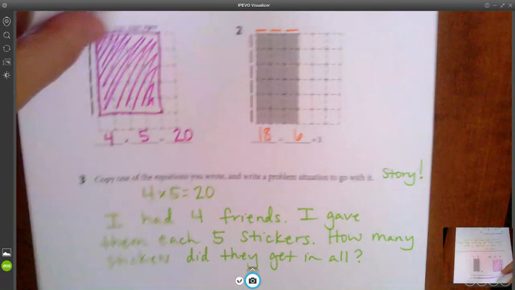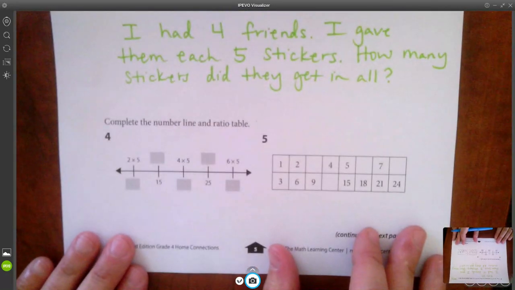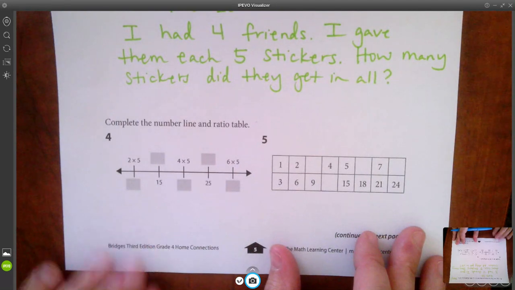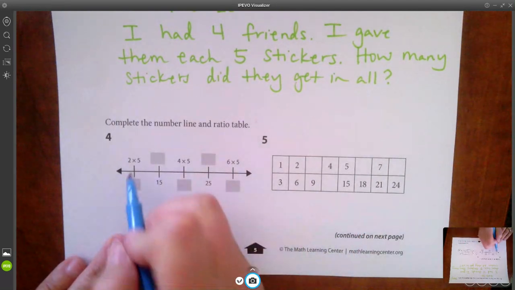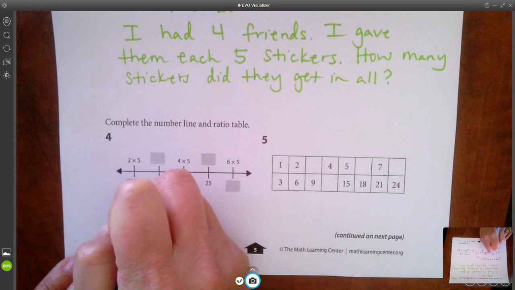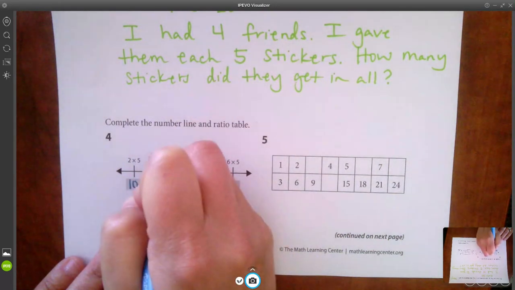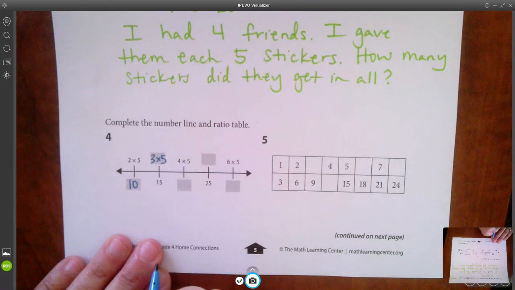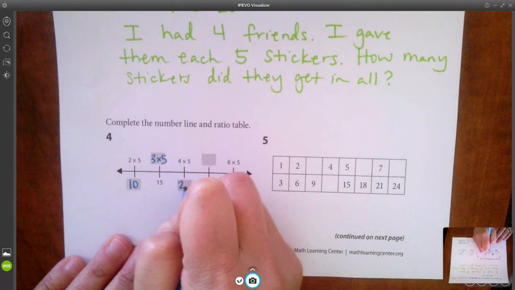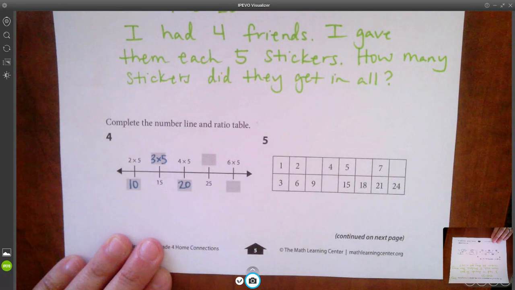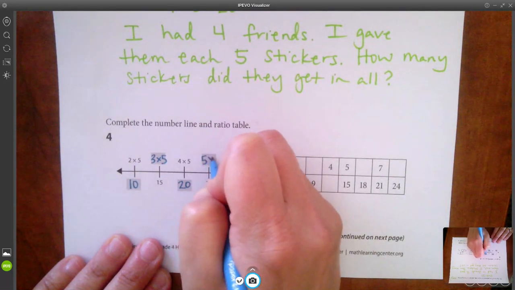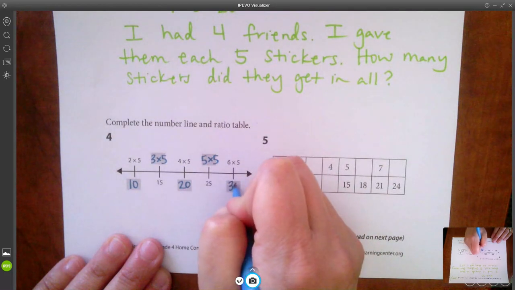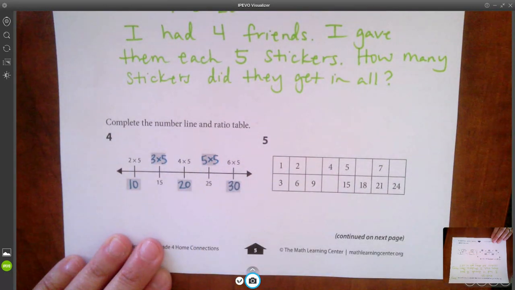All right, number 4, I see kind of a number line down here, and it looks like it's all facts of 5. Okay, so 2 times 5, the answer is 10. 3 times 5 is 15. 4 times 5 is 20. 5 times 5 is 25. And 6 times 5 is 30.